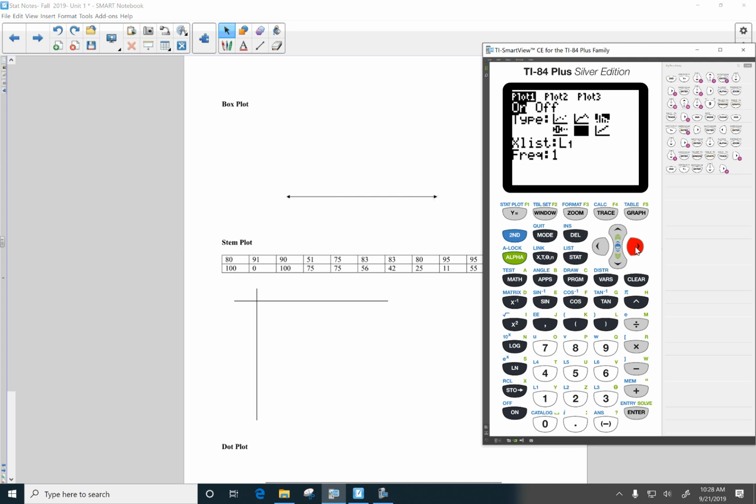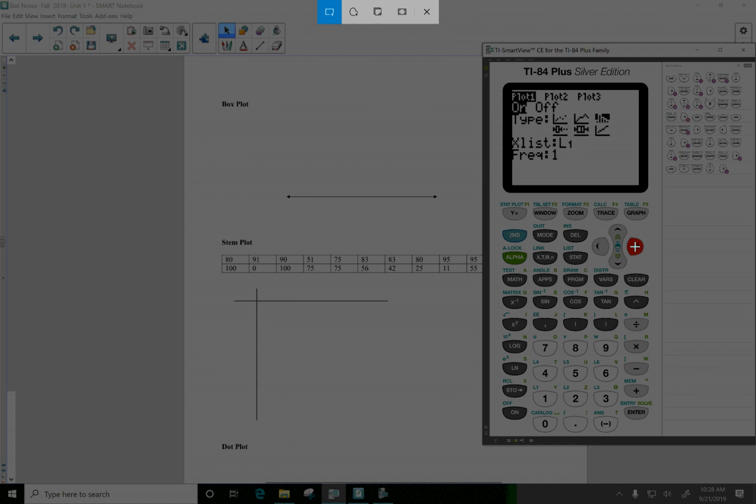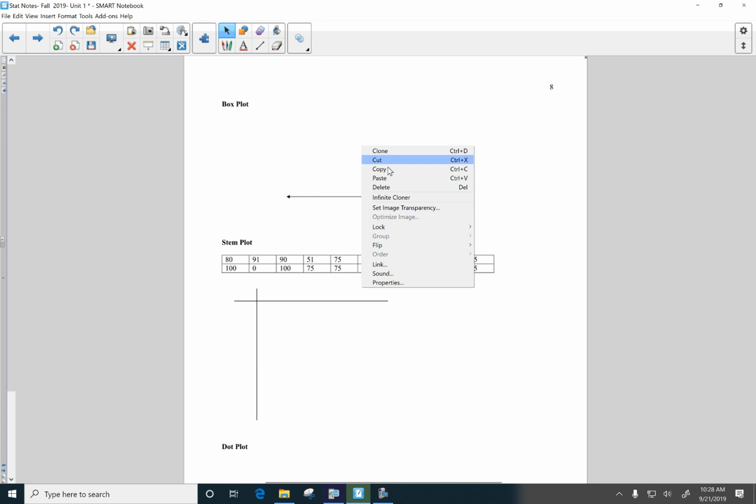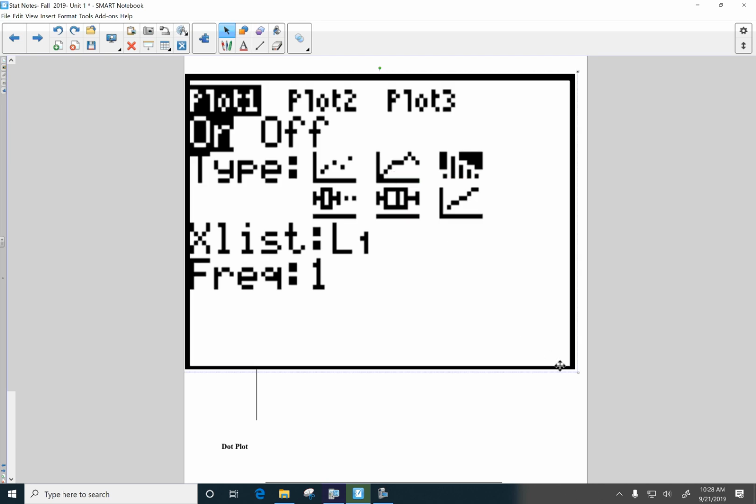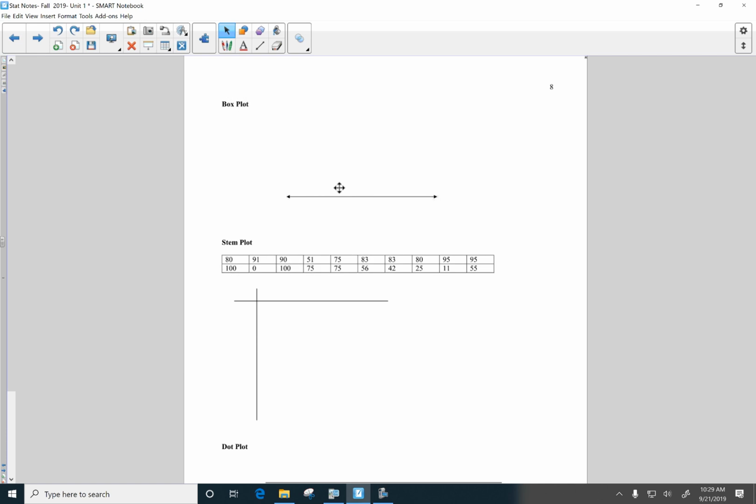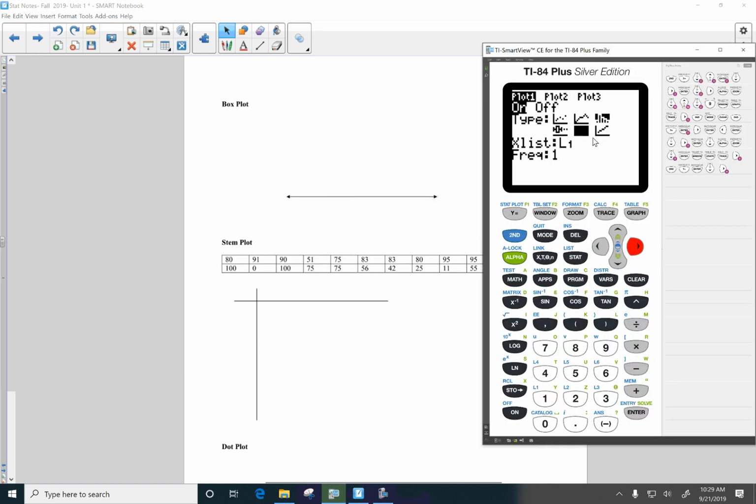The official name is a box whisker plot. Most people in the world of statistics agree that sounds stupid, so we don't call it that. We all call it just a box plot. Oh, it highlighted the wrong thing. Second one on the bottom. This bad boy right here.